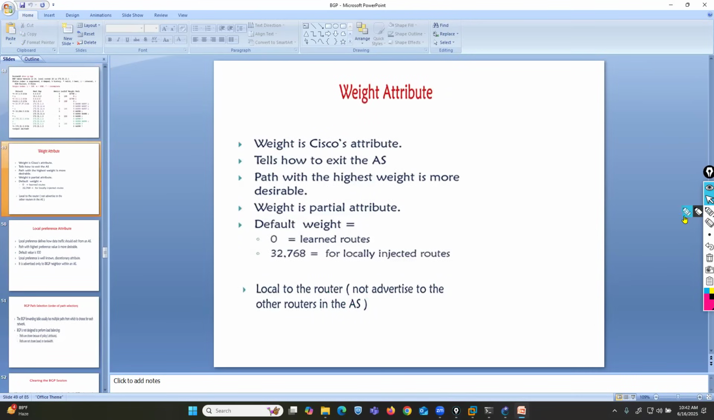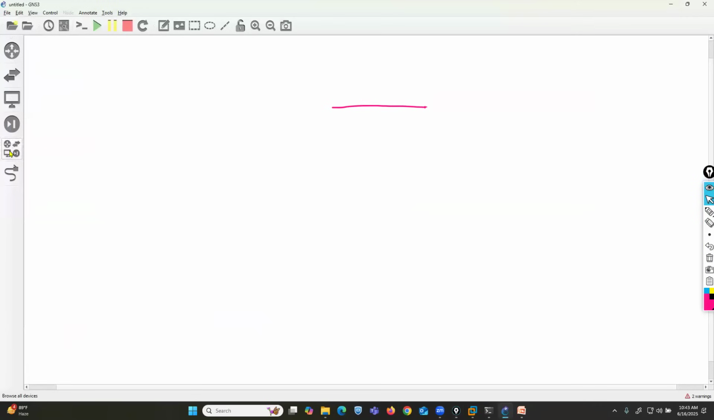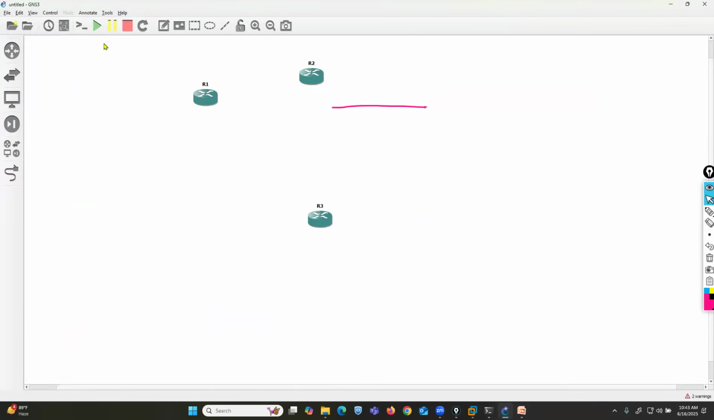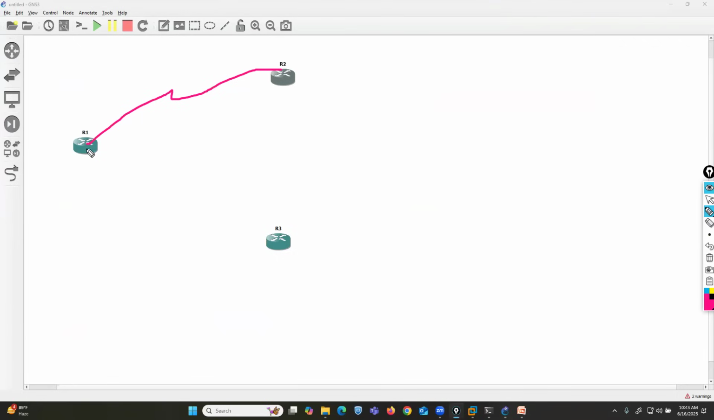So we can discuss the BGP weight attribute and local preference. What is the BGP weight attribute? Let's create a design first. In the design, we can discuss the theoretical portion and practical implementation. R1 is my branch router, and I have two ISP connections: this one is ISP1 and this one is ISP2.